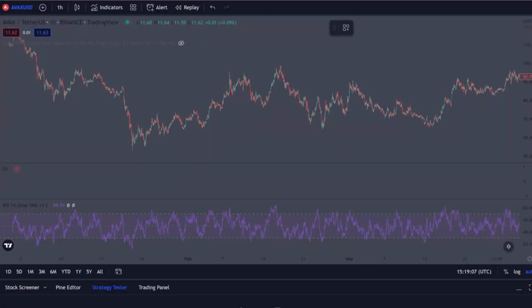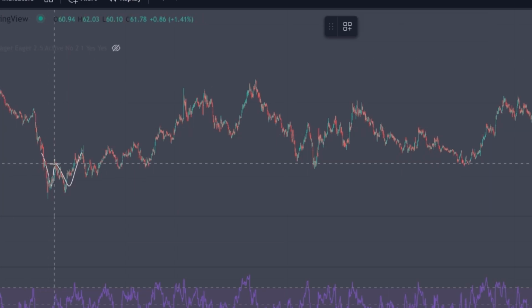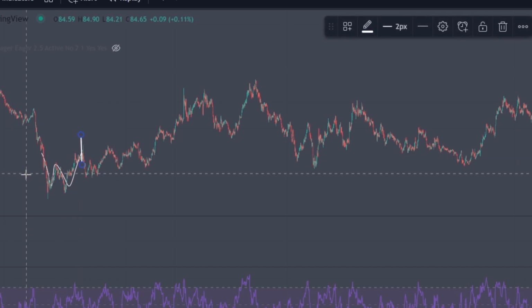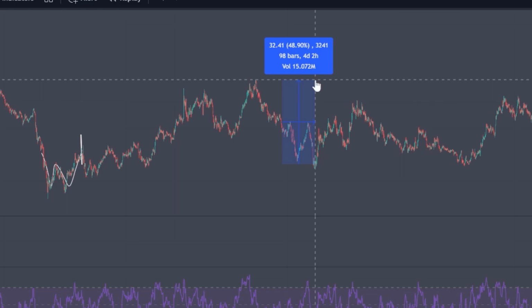Let's take a look now at AVAX on the 1 hour chart. We can see multiple W bottom formations, like right here, and another one right here. As you can see, price comes down and hits the same area twice before breaking out of the resistance, which is right here. The target of a W bottom is the size of the formation right here, added to the breakout, like this. We can see in this case, if you got in at the breakout, you would have made roughly 49% on this trade.